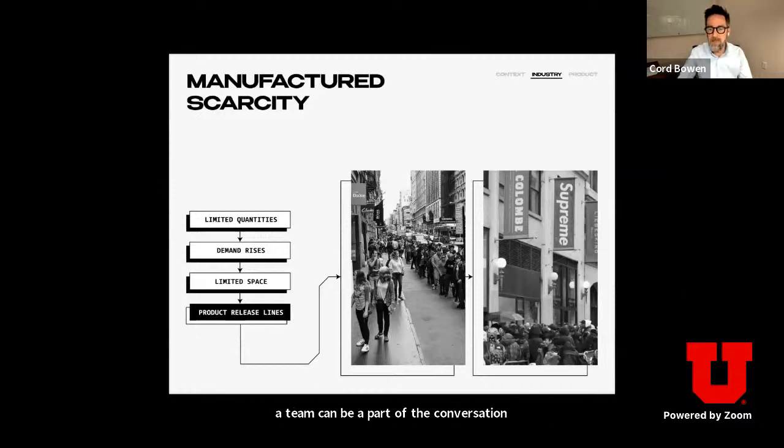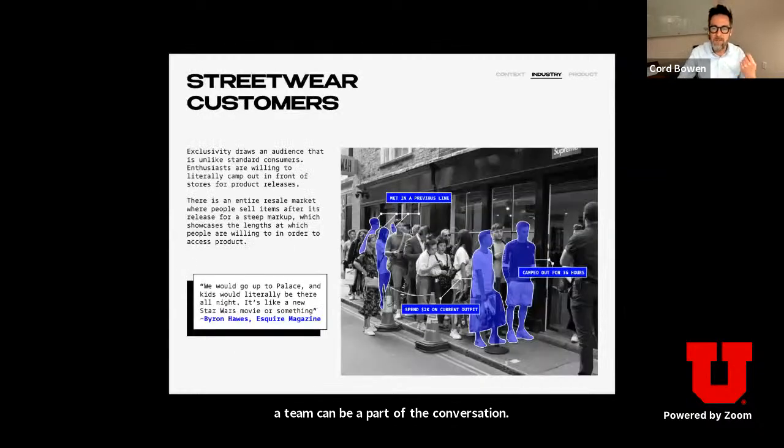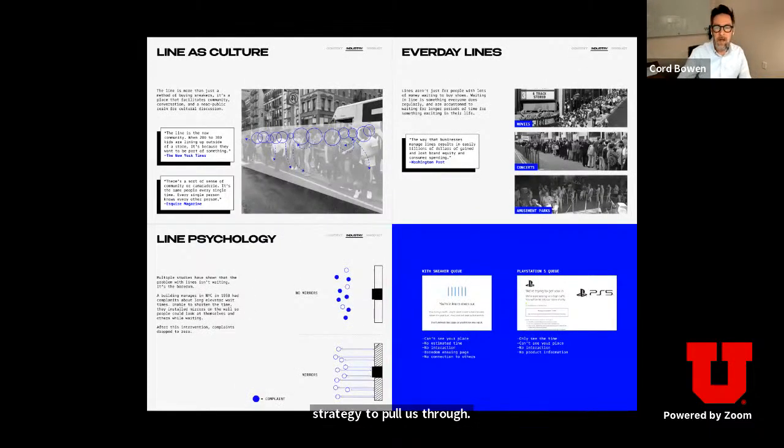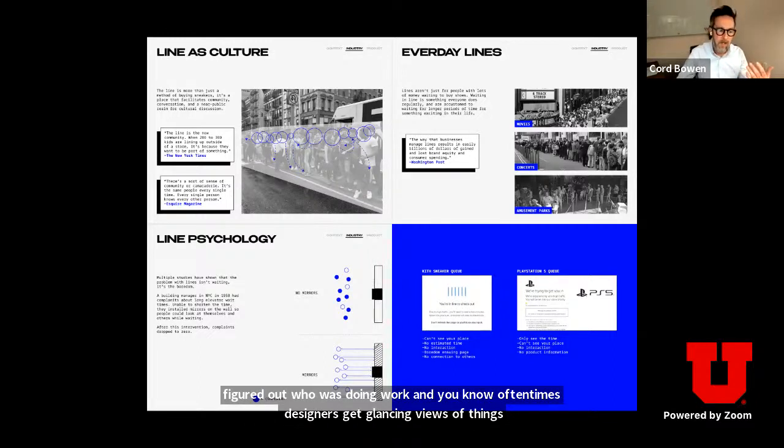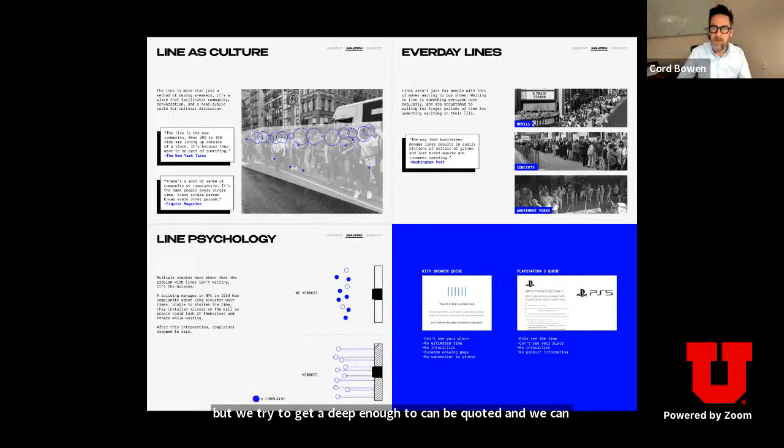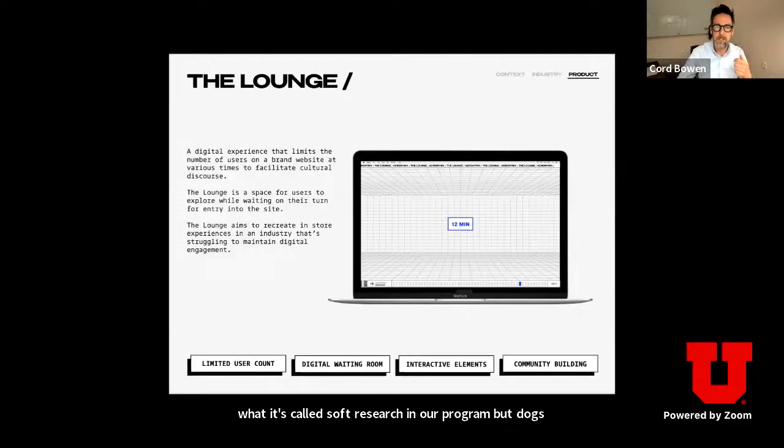So again, I really like the narrative that Austin created, and he kept using visual strategy to pull us through. And then what he ended up coming off with, and I also like that he went into line psychology and did all these other things, and he talked to people on campus and figured out who was doing work. Oftentimes designers get glancing views of things, but we try to get it deep enough that it can be quoted, and we can actually build our bibliographies. It's called soft research in our program, but the observational research becomes real research and hardened research.